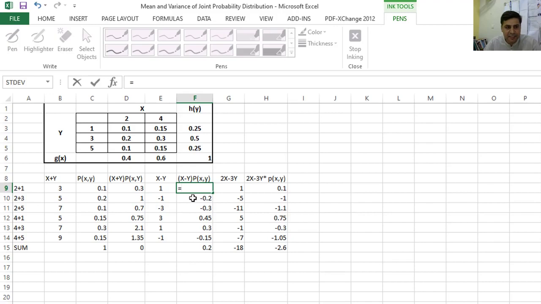And similarly, just like we did in the previous one, now you need to multiply this and their respective joint probabilities, which we have already calculated. So you do not need to repeat it again and again. Just drag it down and you will calculate these probabilities.